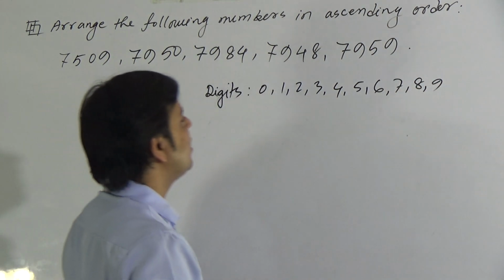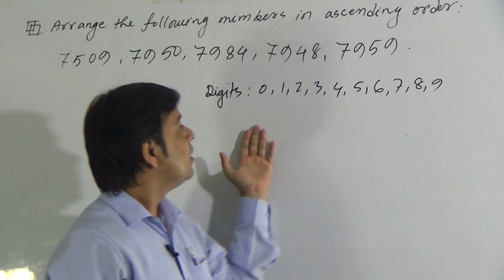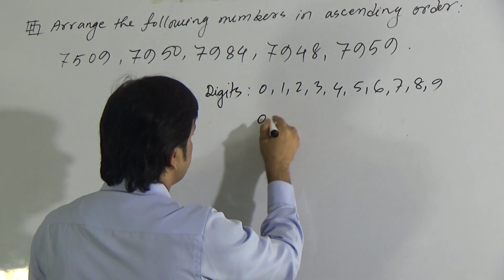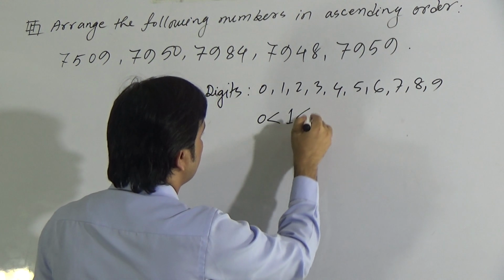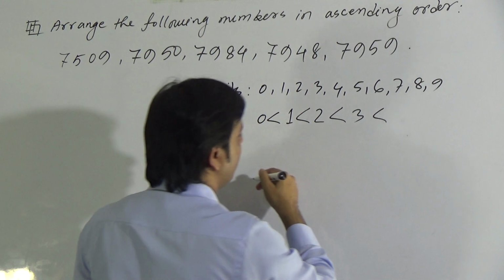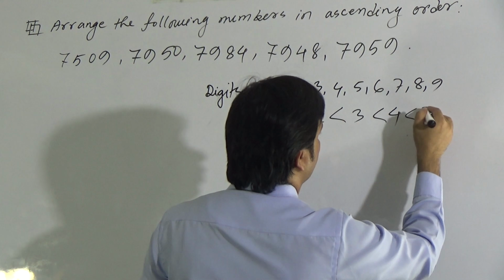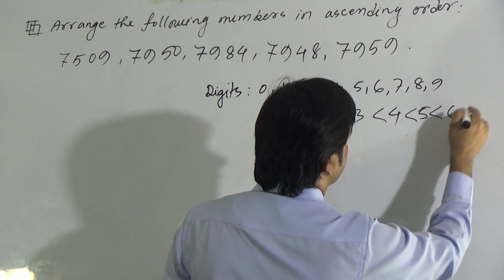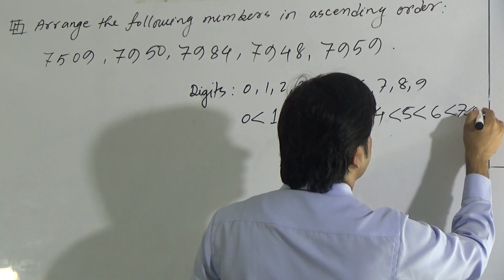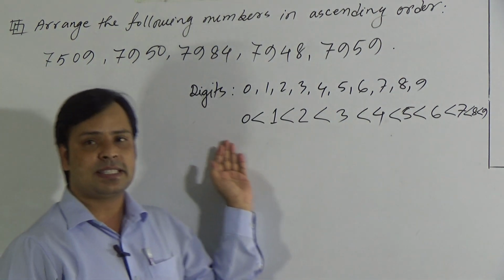These 10 digits we use as numerical symbols in math, and we know the order of these digits. Here 0 is the smallest, and 1 is larger than 0, 2 is larger than 1, 3 is larger than 2, 4 is larger than 3, 5 is larger than 4, 6 is larger than 5, 7 is larger than 6, 8 is larger than 7 and 9 is larger than 8. It means that we can compare these digits.